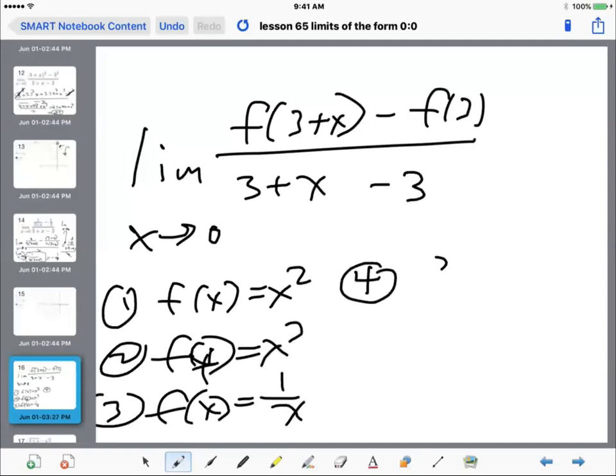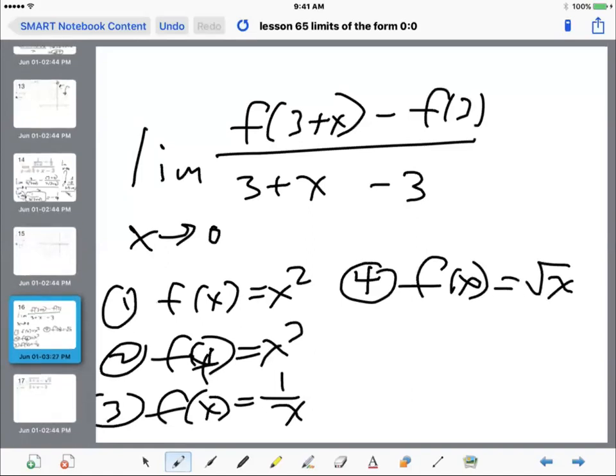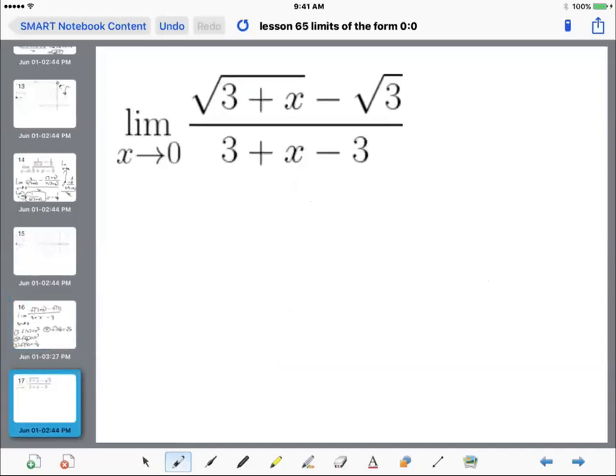The fourth one is, what if my function was the square root of x? That looks like this. Now, this is yet another situation where if you plug 0 in for x, you would get square root of 3 minus square root of 3 in the numerator, and 3 minus 3 in the denominator, and you would get 0 over 0 again. This one's pretty rough. Unlike before where we just combined fractions, you can't combine this numerator. There's no easy way to put those two things together.